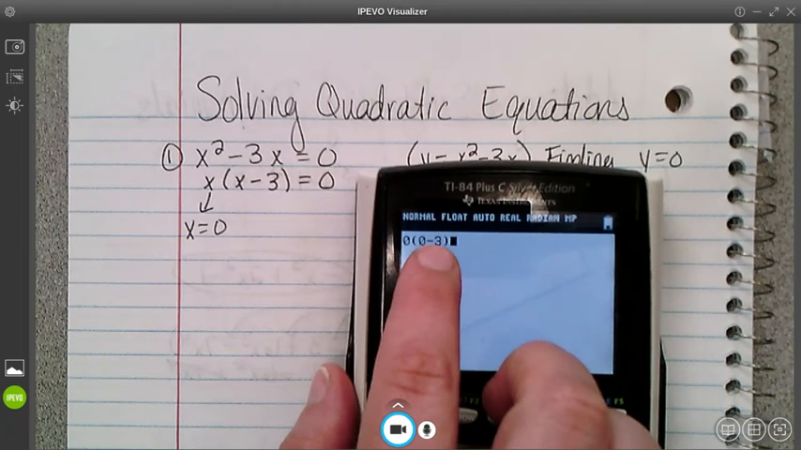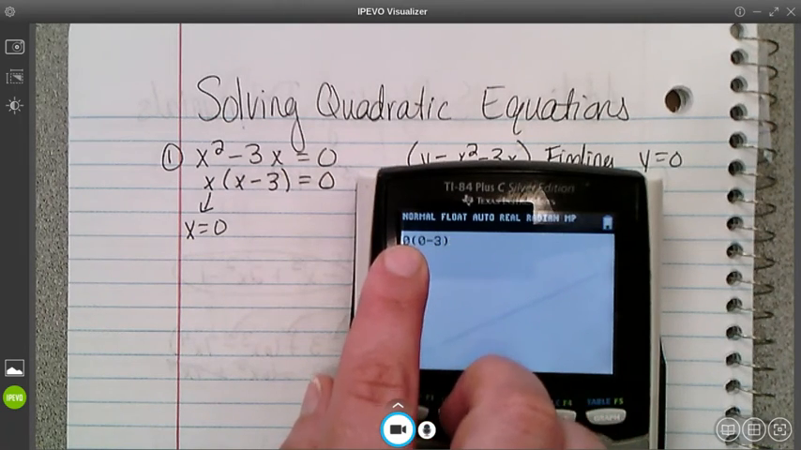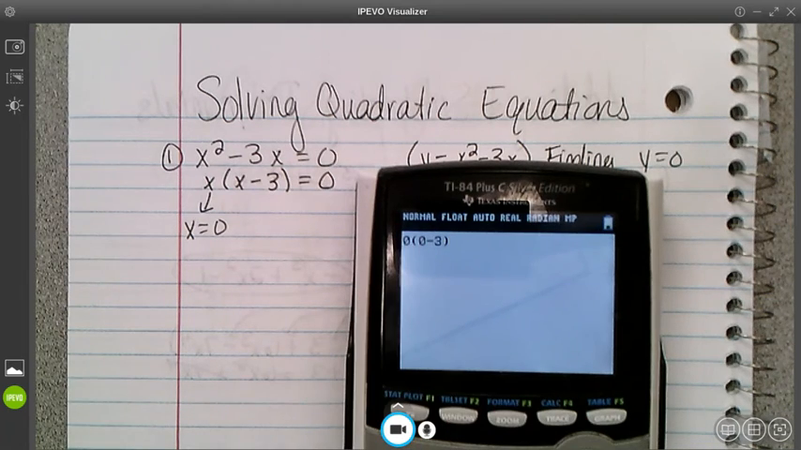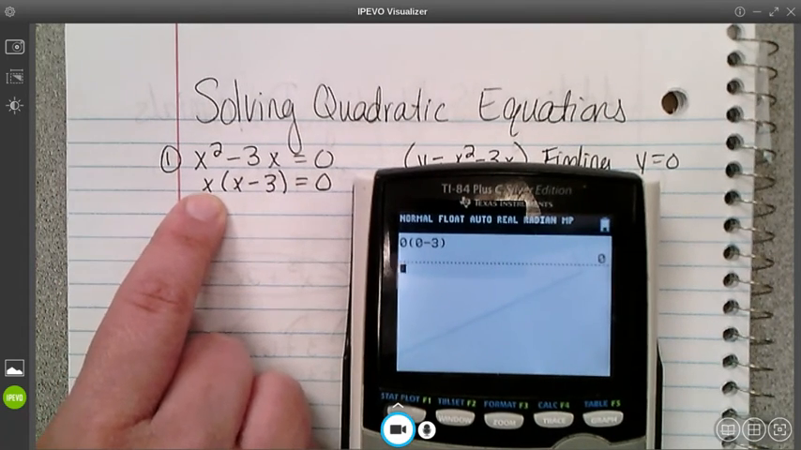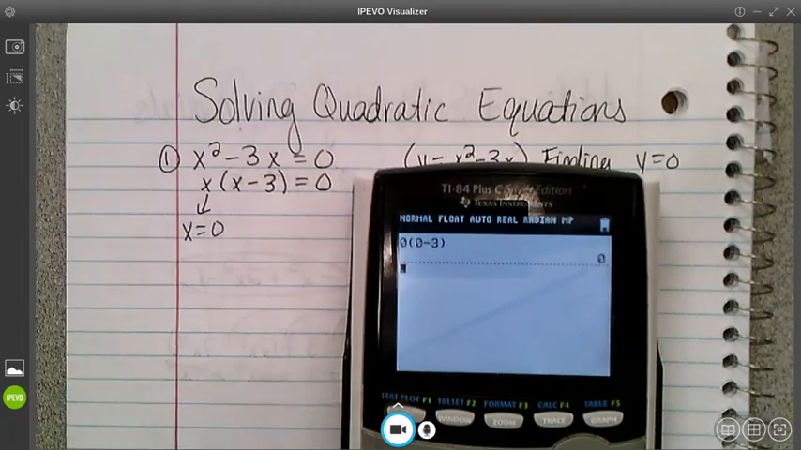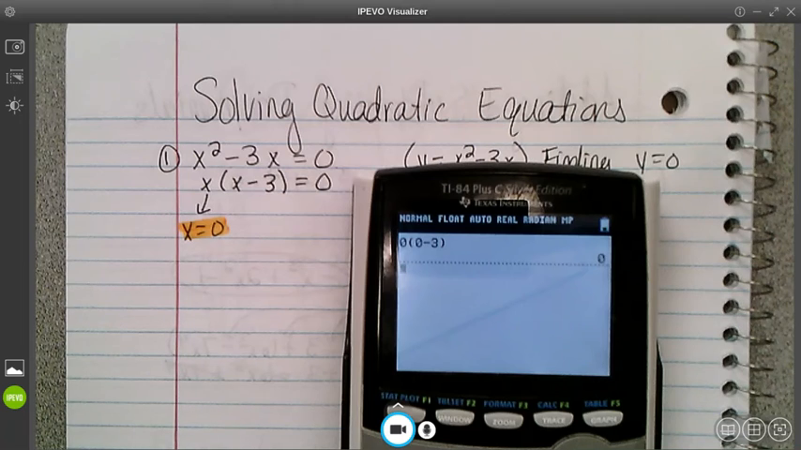Well, it doesn't matter what the inside of the parenthesis is, right? It's being multiplied by 0. We know anything times 0 is 0. So the fact that making the outside of that parenthesis 0 automatically makes the whole equation 0. So that's one of your intercepts. It's going to go through the origin, okay?